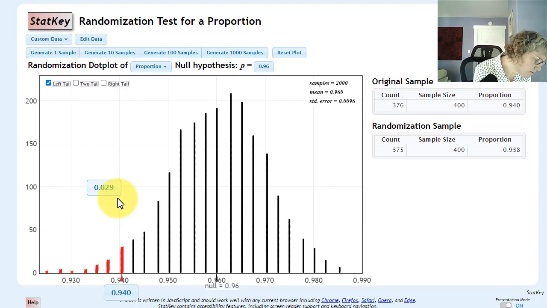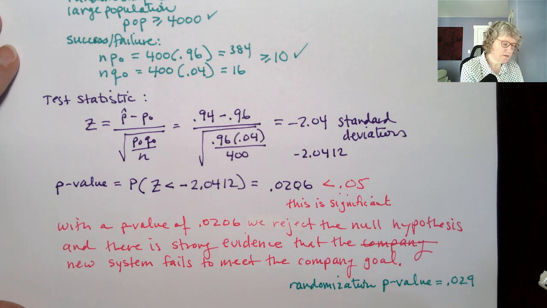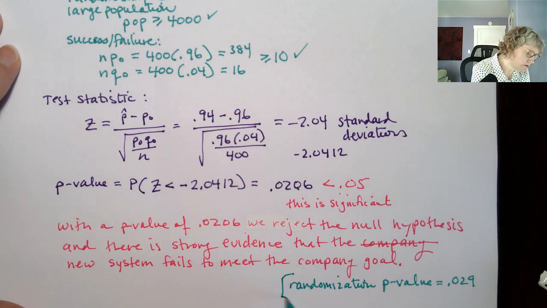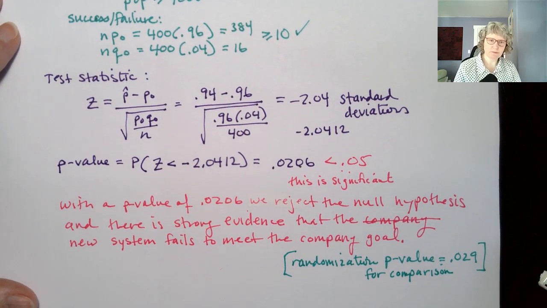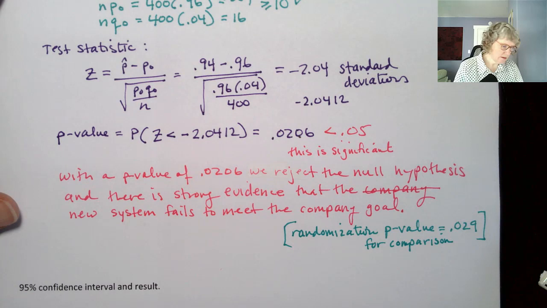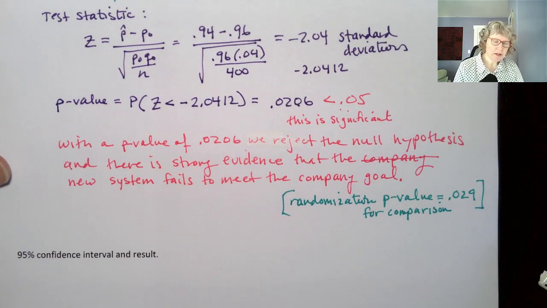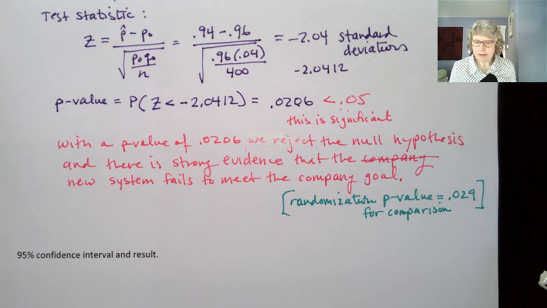Randomization. Okay, I'm going to show you the note I made. I just wrote the randomization p-value is 0.029. I'll just put it in brackets for comparison. I don't know if there's one R or two R's in comparison. You can check me. Okay, great. So those two would agree. That's good. Now let's do our 95% confidence interval and see if those agree.